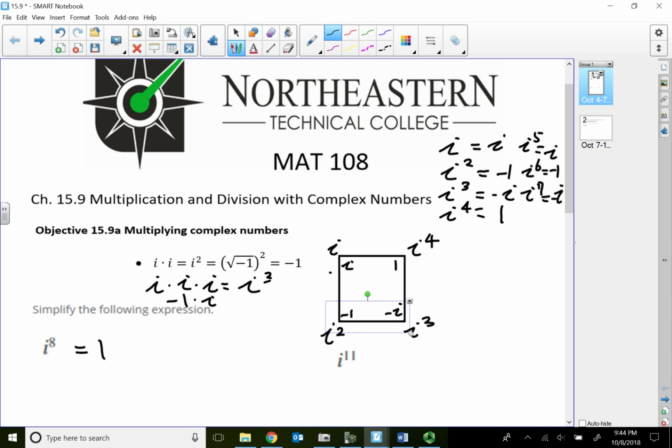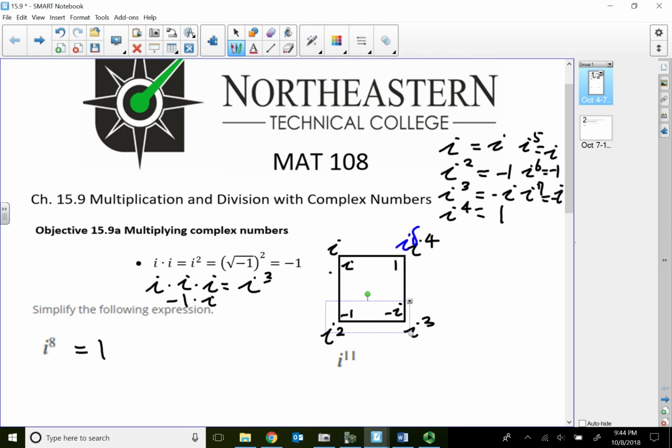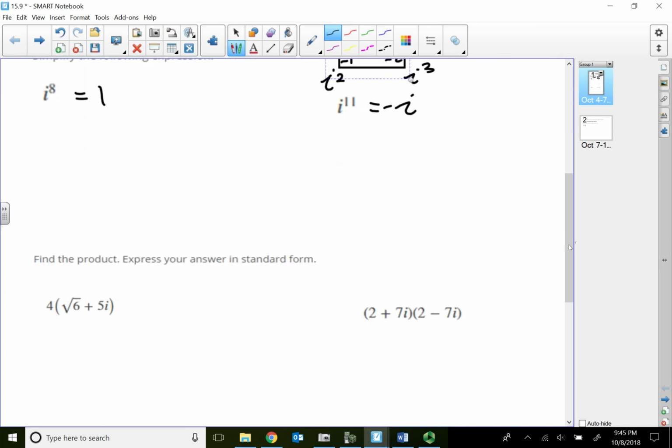So what about i to the 11? This is 8 already, right? 8, 9, 10, 11. 11 actually falls on i to the 3rd, which is -i. So that tells me i to the 11 power is -i. That's how I know the answer so quickly, because it repeats. It goes back to the original 4. That was kind of cool.